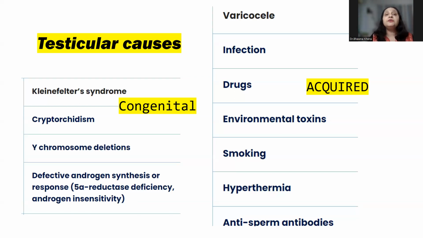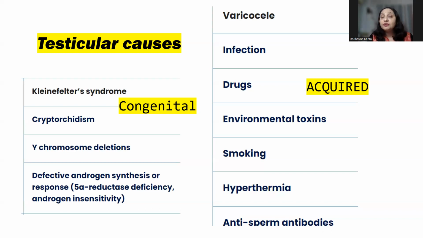We are just going to talk about in a bit more detail. Defective androgen synthesis, or there is a problem with response, that is androgen insensitivity syndrome. Now there are acquired causes like varicocele, any type of infection, particularly mumps, any drugs like cyclophosphamide, they can damage the testes. Environmental toxins, smoking, hyperthermia.